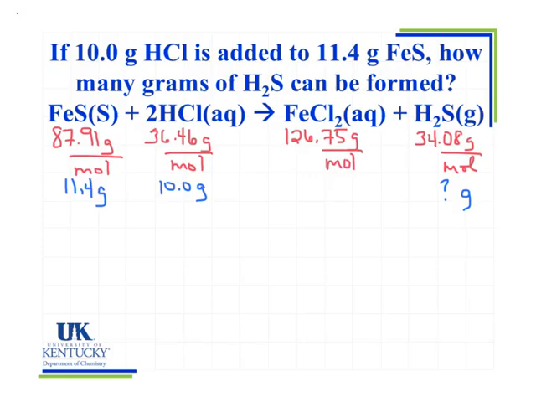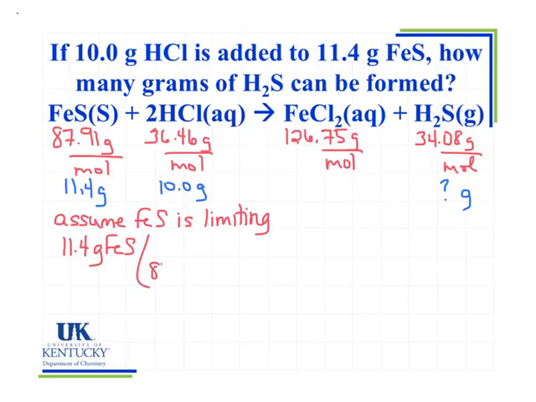So I'm actually going to have to solve two problems in order to figure out the actual answer to the problem. So the first thing I'm going to do is assume that FeS is my limiting reagent, and do the calculation assuming that it's limiting. So I'm going to start with the 11.4 grams of FeS. I'm going to use my molar mass, 87.91 grams per mole. I'm going to look at my mole to mole ratio between the FeS and the H2S, because remember, that's what I'm looking for, the mass of the H2S for the product.